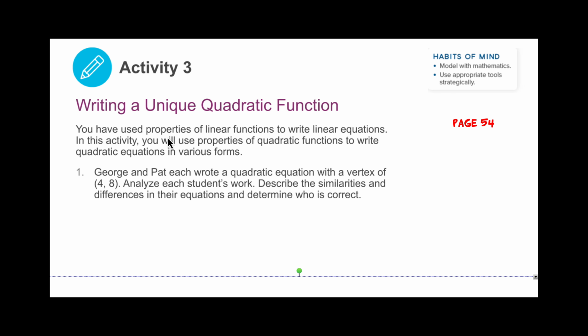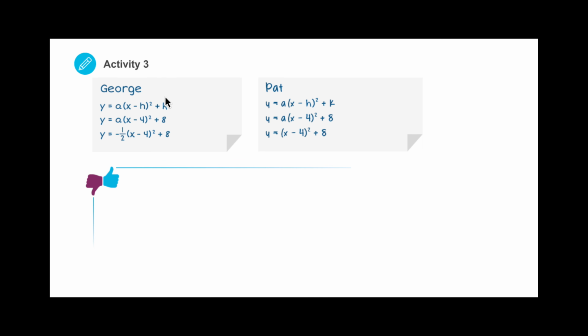And if you look at number 1, it talks about George and Pat, and they wrote a quadratic equation with a vertex of 4, 8. You're supposed to look at the student's work and describe the similarities and the differences. So when we look at each one of their works here, look at George. Remember we have, what do we have? 2 vertex forms right here, and that the vertex was 4, 8.